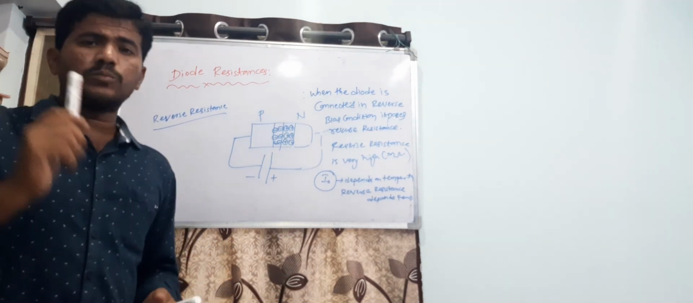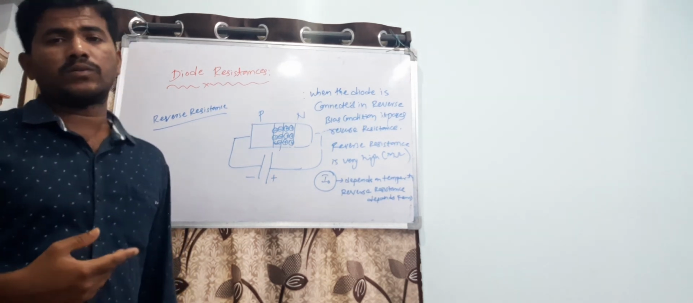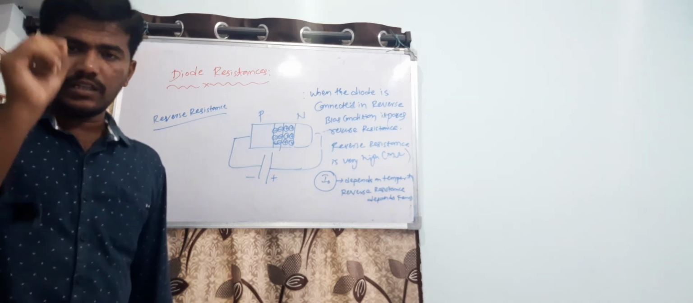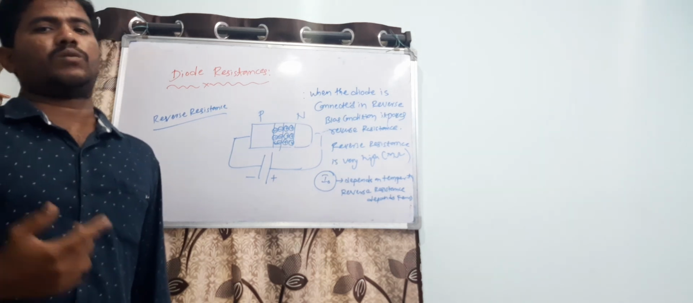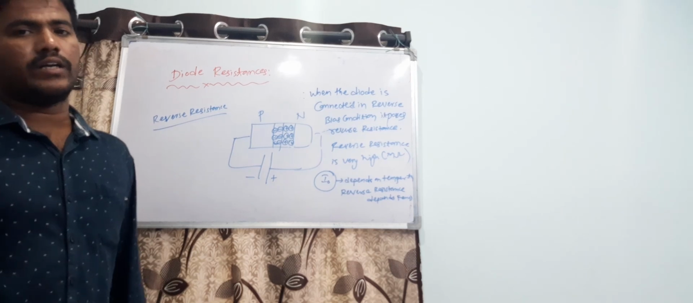In the reverse bias condition, sometimes the diode may act as an open circuit, or sometimes it may act as a very high resistance. That's why instead of using a diode, we can place a very high resistance, in the order of mega ohms. That's what you have to remember. This is about the diode resistances.